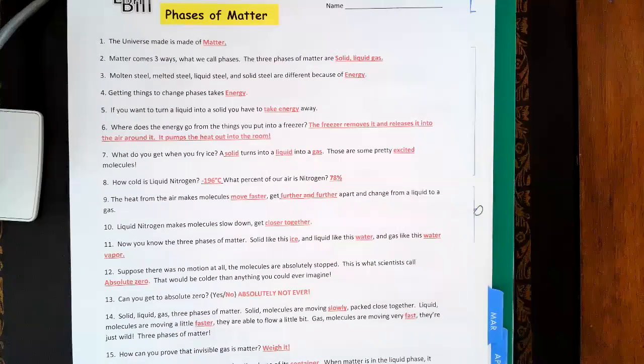Well, the freezer removes it and releases it into the air. And then there's actually a pump in your freezer that pumps the heat out from the freezer into your house.